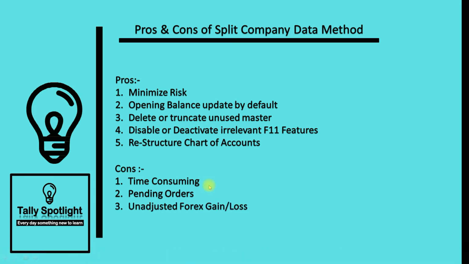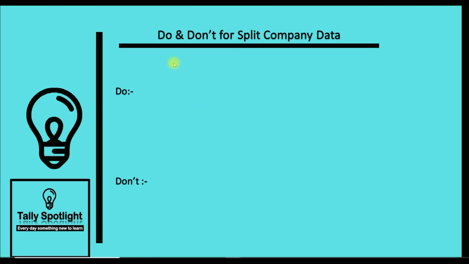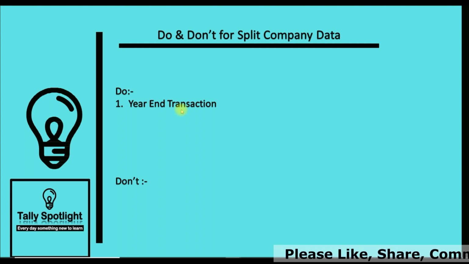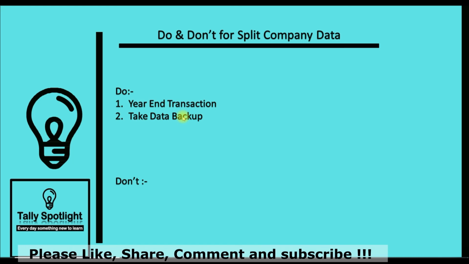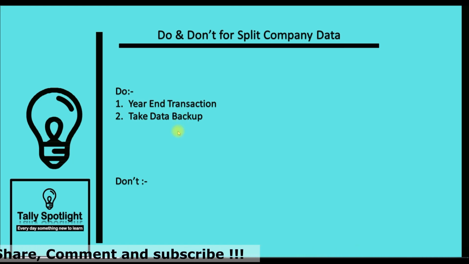The third one is unadjusted forex gain or loss. If you are using multi-currency or forex transactions, first you need to post the adjustment entry in the previous year company, then start splitting. So these are the three major cons of split company data. Let's see the do's and don'ts for split company data. First, we need to close the year-end transactions of the previous financial year, then start the splitting process. Second, take a data backup. Before doing any process, we must take a backup, it is mandatory.